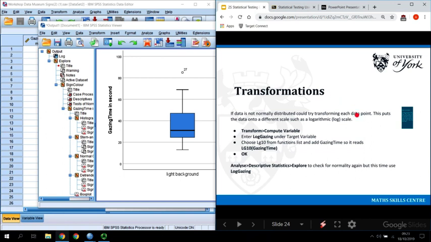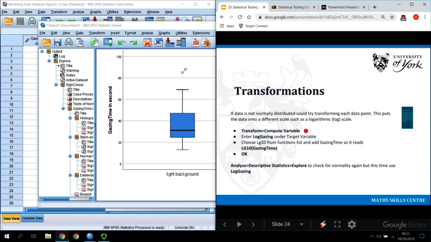Transformations can be useful because if your data is not normally distributed, what you can do is try and transform each point. Transform is when you put the data onto a different scale, such as a logarithmic or log scale. So we use this scale of 1, 2, 3, 4, 5 every day. We're familiar with that scale. But what you can do is put it into a different scale. I sometimes explain this as it's like putting your data into a parallel universe. It's the same data, it's just on a different scale.